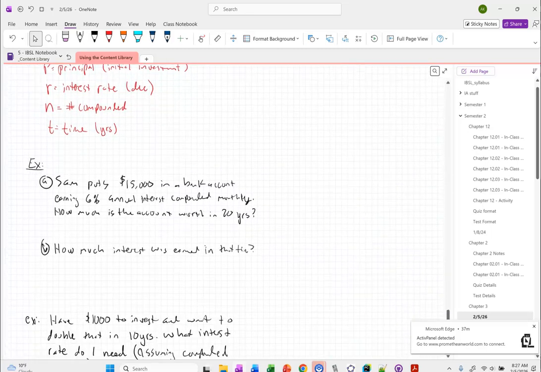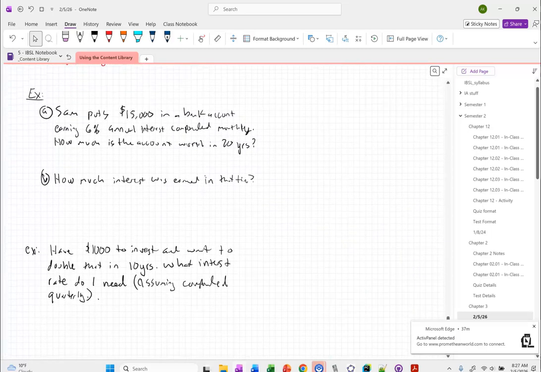Okay. So example here, it says Sam puts $15,000 into a bank account. That's my principal. Earning 6% annual interest. There's my R. Compounded monthly. That's my N. How much is the account worth in 20 years? That's my T.